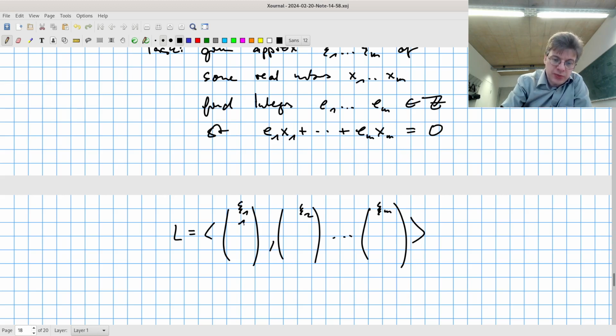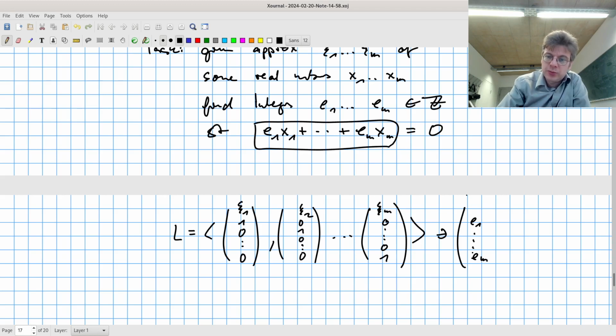lattice and attach unit vectors below like before, and then you will have that the E1 up to EM will show up here. It will be an element of this lattice if on the top coordinate you put this expression. Okay, but with xi's instead of x's. So E1 xi1 plus ... plus EM xi_m.